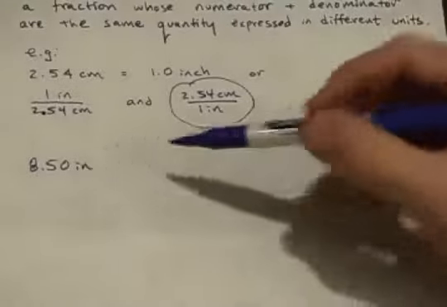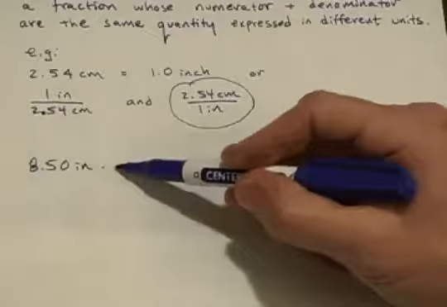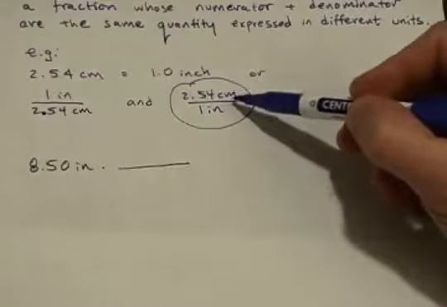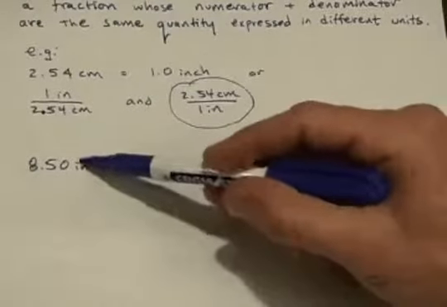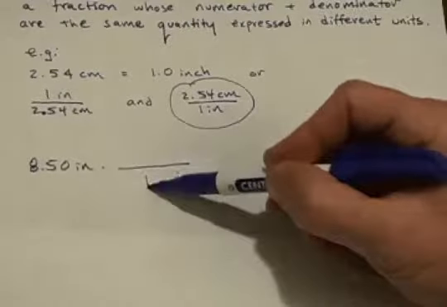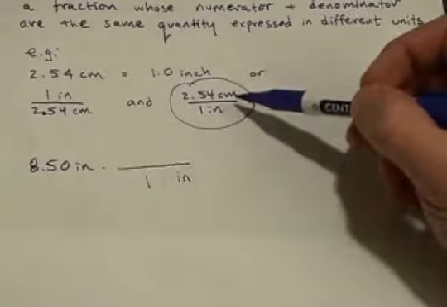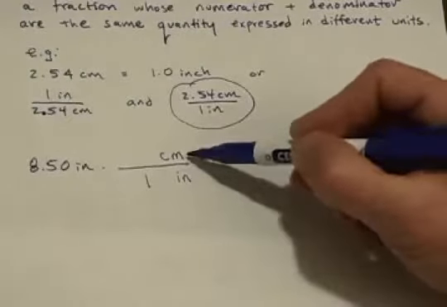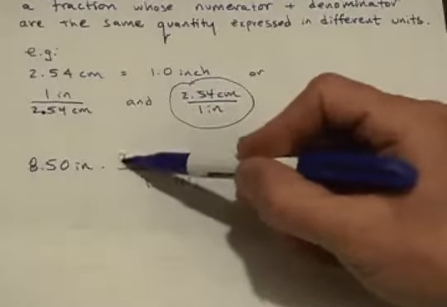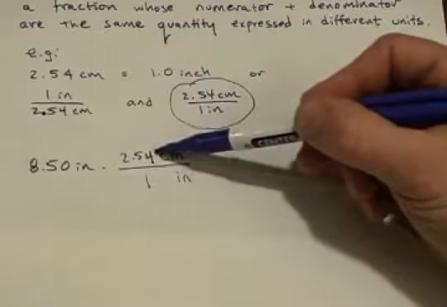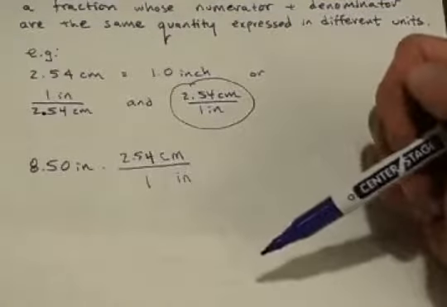And we can take our 8.5 inches, put a multiply sign and a line, take the units that we are given, inches, put them down below in this fraction and put the 1 with it, and take the units that we're wanting to know and put those on the top, centimeters, and put our number 2.54 on the top, because there are 2.54 centimeters in 1 inch.